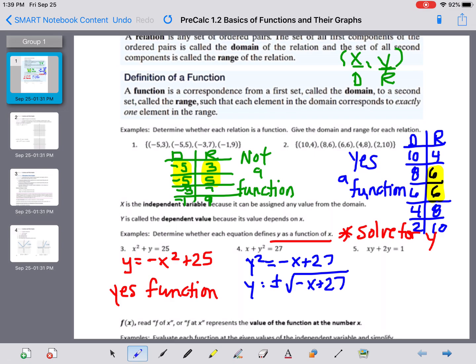So there's a limit there on my domain, but I still get to choose a lot of different values. So let's say I plug in, how about I plug in 2, okay? I get negative 2 plus 27 is 25.